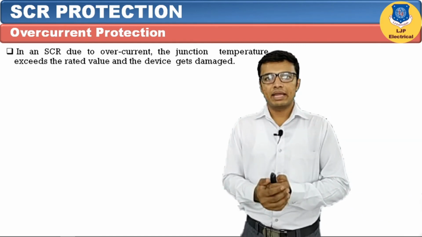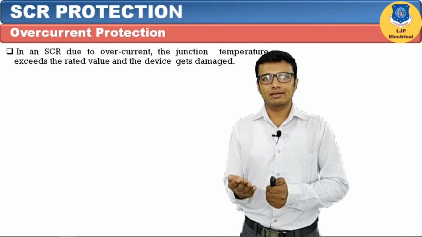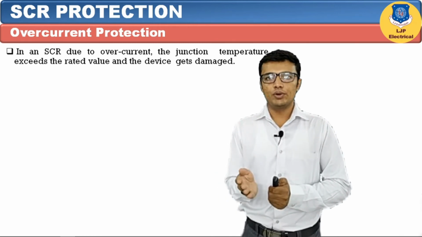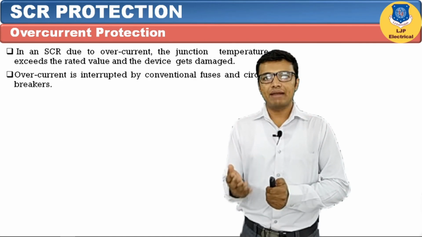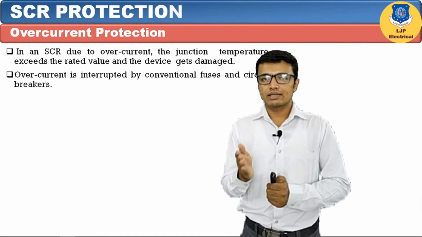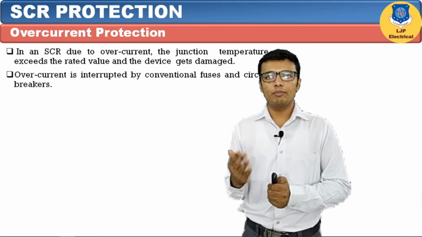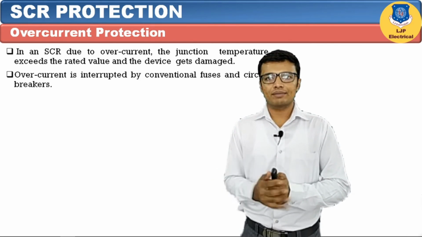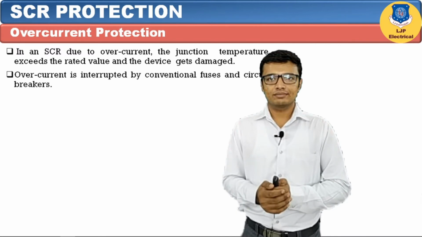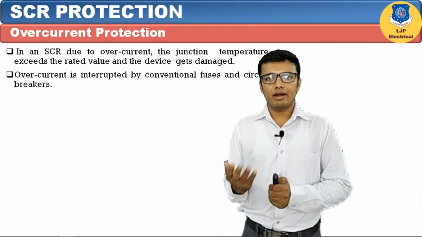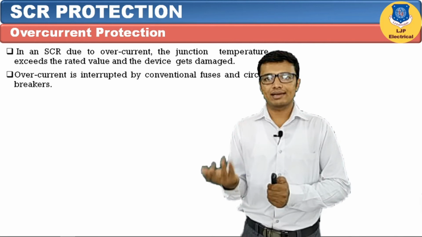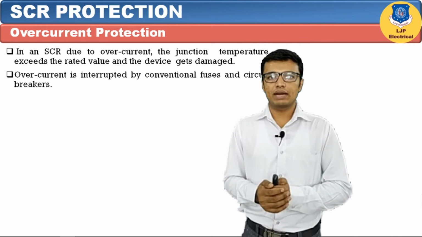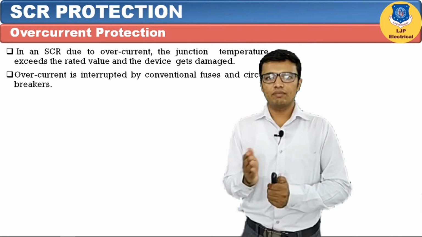In an SCR, due to overcurrent, the junction temperature exceeds the rated value and the device may get damaged. Overcurrent is interrupted by a conventional fuse and circuit breaker. Generally, the conventional fuse provides overcurrent protection, whereas the circuit breaker provides overload protection. During a faulty system, overcurrent will flow in the circuit. If the value of load is very large, then overload occurs in the circuit. So during a short circuit, we have to use a conventional fuse, and during a large amount of load, we have to use a circuit breaker.